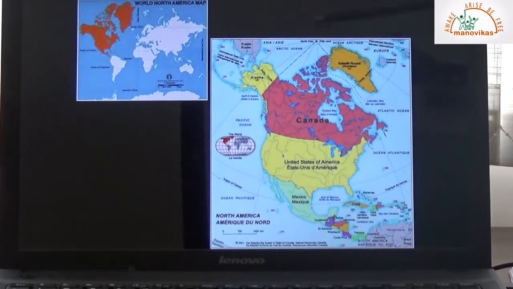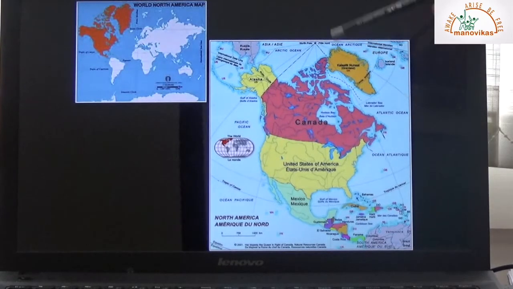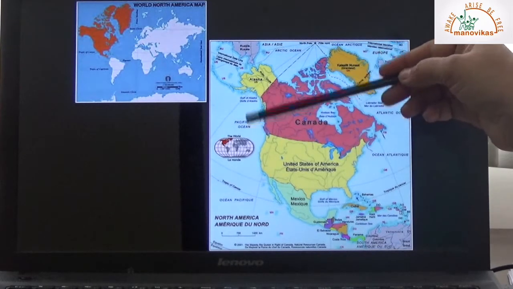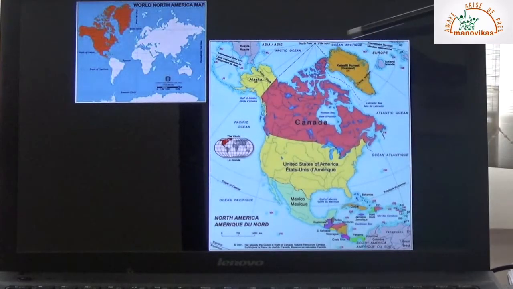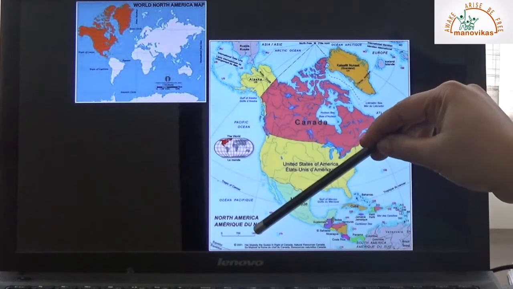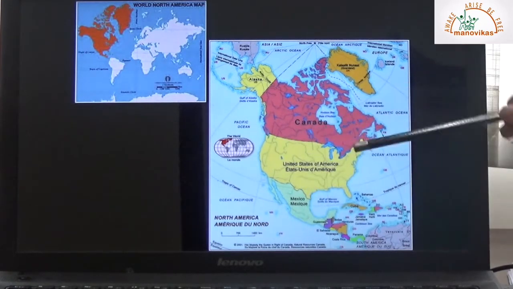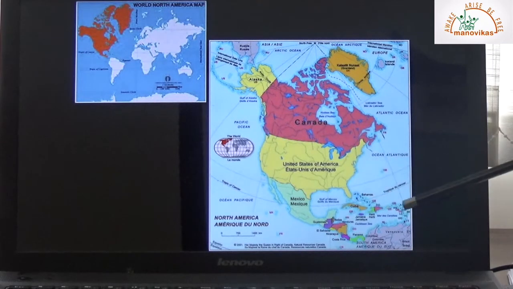Coming towards the bordering regions or bordering water bodies, or the boundaries of it, towards the west it is bordered by the North Pacific Ocean, towards the north it is the Arctic Ocean, towards the east is the Atlantic Ocean, and towards the south it is mostly the southern part of the Pacific Ocean. Some portions here which include water bodies are your Gulf of Mexico, and you have the Isthmus of Panama here.